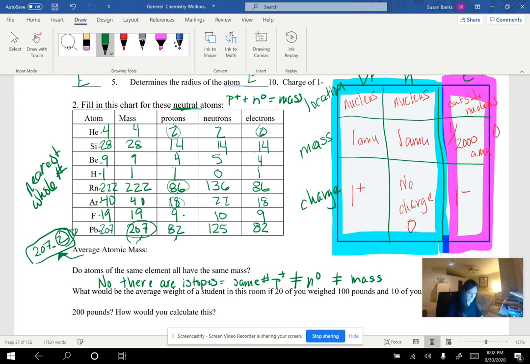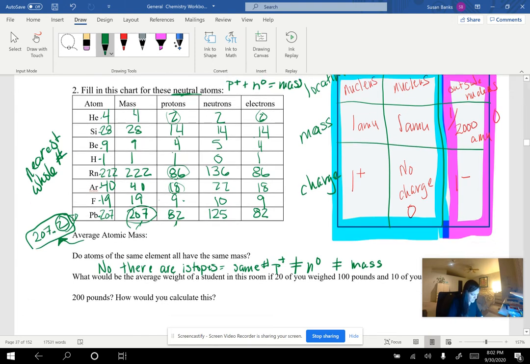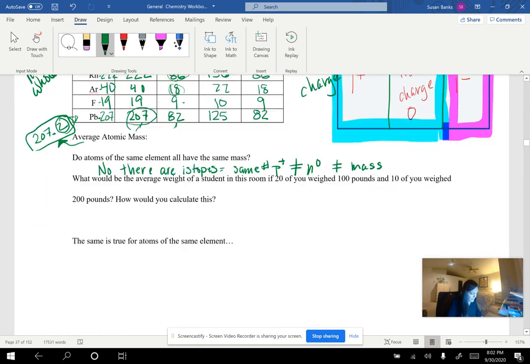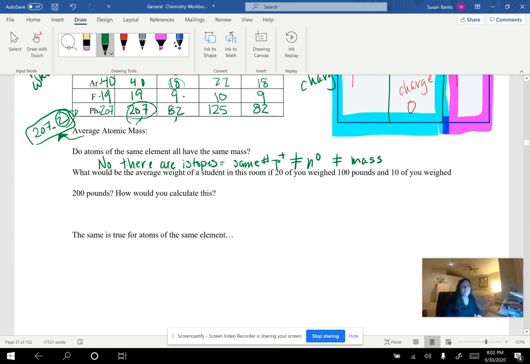Okay, so let's do a little thought experiment here. If I wanted to take the average weight of a student in my class, how would I do that? Now, most of you would say I would take the weight of every kid and add it up, and then divide by the number of students. And that is how we'd find an average. Well, let's think about it here. This is a thought experiment.